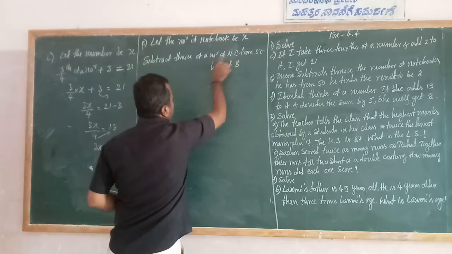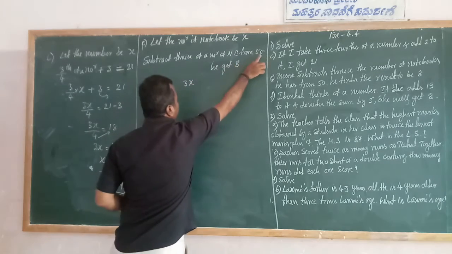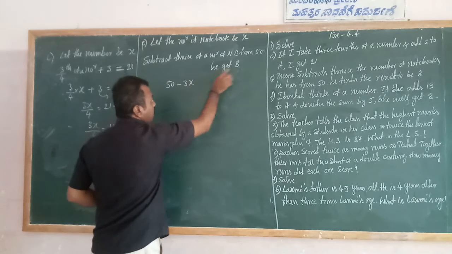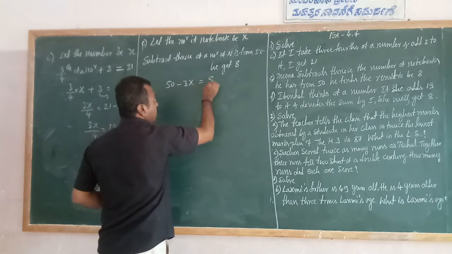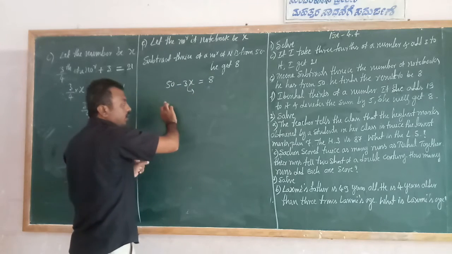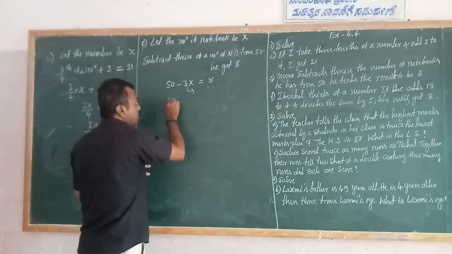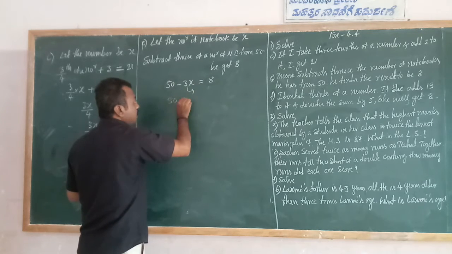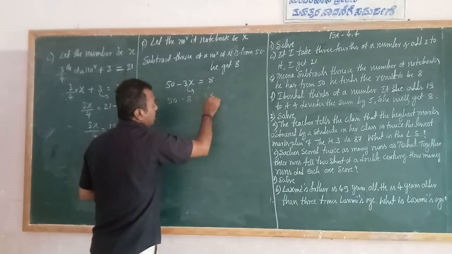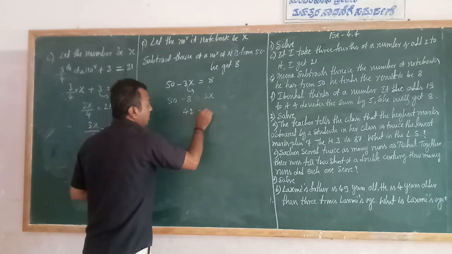The number of notebooks is x, thrice the number of notebooks is 3x. We have to subtract it from 50. Therefore 50 minus 3x is equal to 8. Now minus 3x goes to the RHS and 8 goes to the LHS, because 50 and 8 are constant terms and we write them on one side of the equation. 50 minus 8 becomes 42, which is equal to 3x.